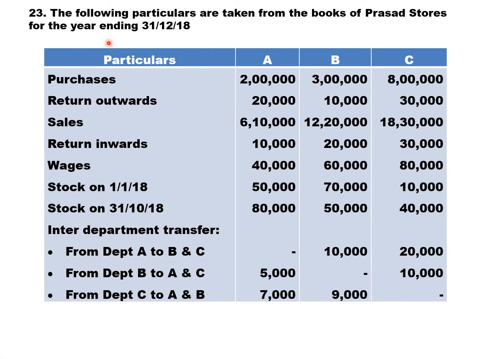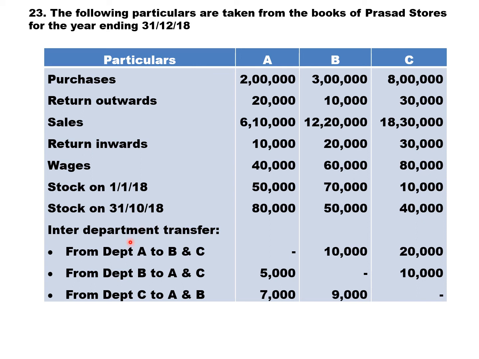23rd problem, students. The following particulars are taken from the books of Prasad stores for the year ending 31/12/18. Purchases will come in trading account. Returns outward is nothing but purchase return. Purchase return to be deducted from purchases. Sales will come in trading account. Returns inward is nothing but sales returns. So sales returns to be deducted from sales. Wages will come in trading. Stock on 1/1/18 is nothing but opening stock. Stock on 31/10/18 is nothing but closing stock.